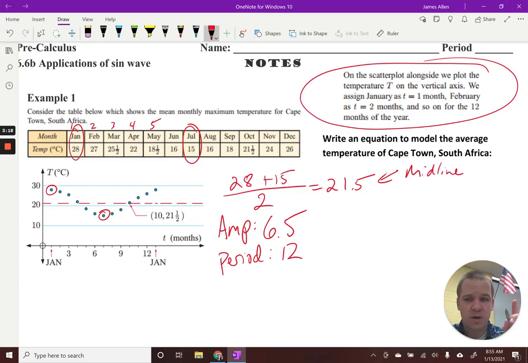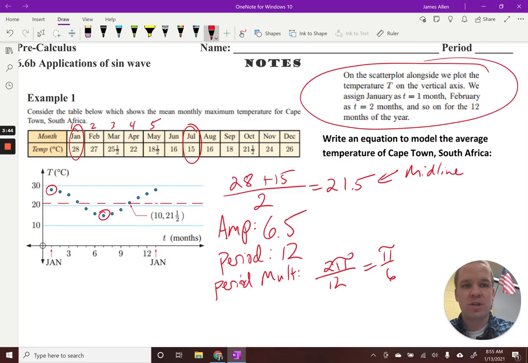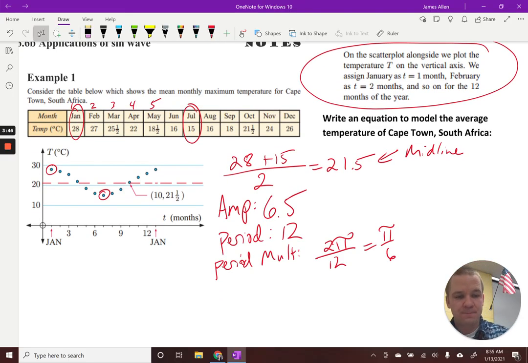We'll address that in the equation, but that phase shift, if we're doing a positive cosine function, we're moving to the right 1 because January is a 1 in our equation, okay? And we're going to be in radians with this. So for my period, I want my period multiplier now. So I would take 2 pi, divide it by 12, and that gives me pi divided by 6. I have everything I need pretty much here for this wonderful equation.